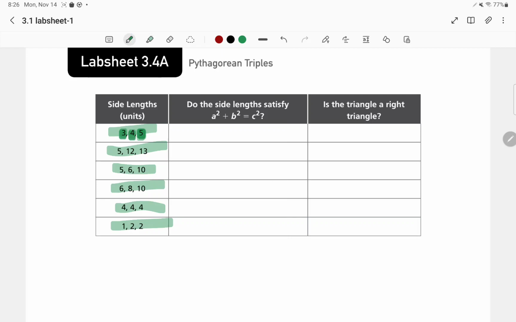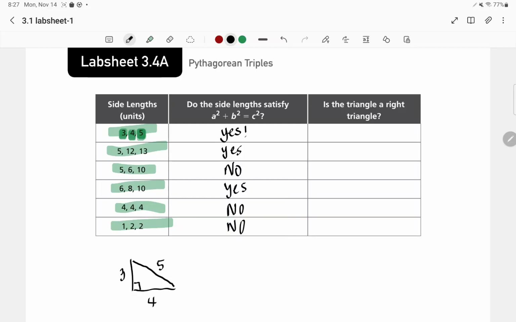Let's take a look at the first one, 3, 4, 5. If you measure something out, so it's 3 by 4, and then you try to put this hypotenuse right there, that is a right triangle. So yes, this satisfies. If you go through this next one also, but then the 5, 6, 10, that does not. That will not work. The 6, 8, 10, that one does. This one does not, and this one does not.